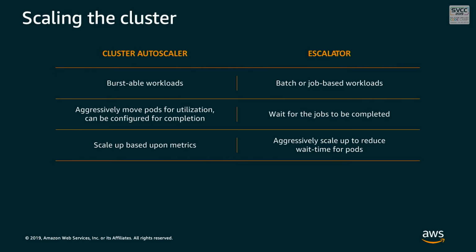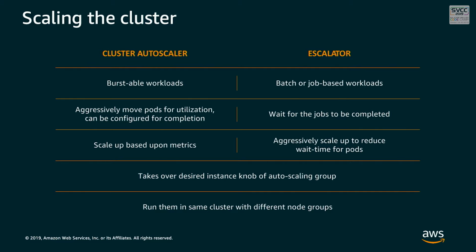Also, the cluster autoscaler scales up based upon metrics, and the escalator on the other side aggressively scales up. It says, hey, there are pods waiting for the jobs to be run. I don't want the ML jobs to be waiting, so I'm going to fire it up, scale up the cluster and run it rather quickly.